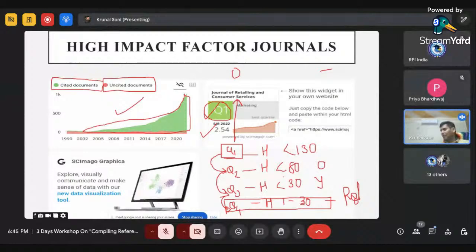Whenever you are going for references and bibliography, you also have to ensure that for all the topics you are writing your research paper on, you have quality referencing and bibliography. Clear? Understood? Any doubt?